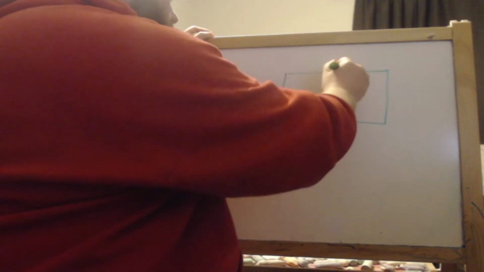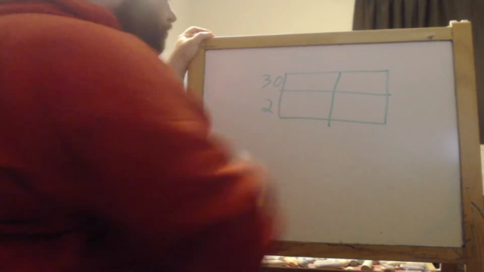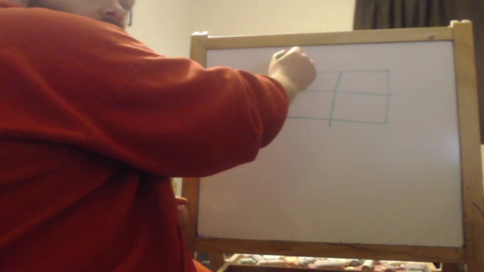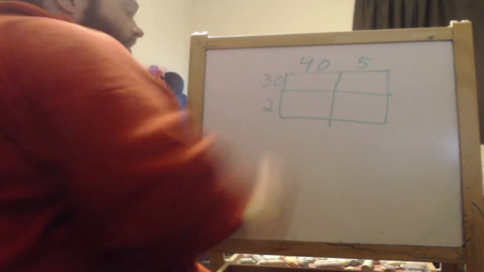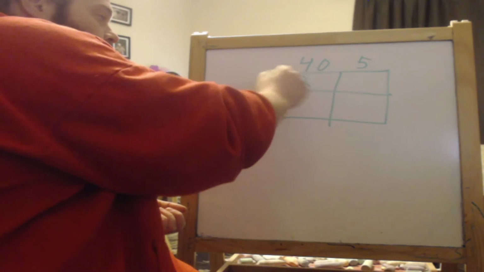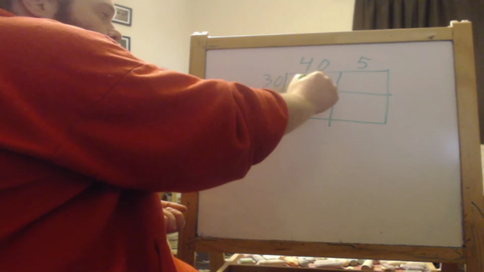So with the box method, we are just doing 30 and 2 for 32, right? We're just writing it in expanded form. Then 40 and 5, and then we're just multiplying in the box. I know 3 times 4 is 12. Then you add the 2 zeros, so it's 1200.